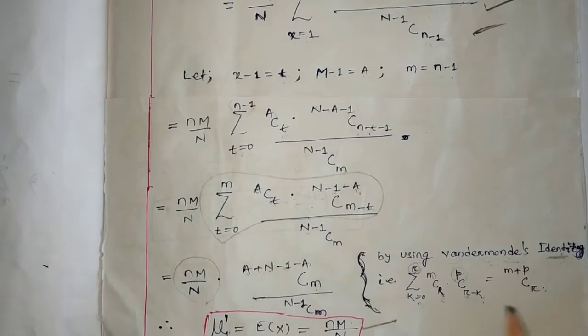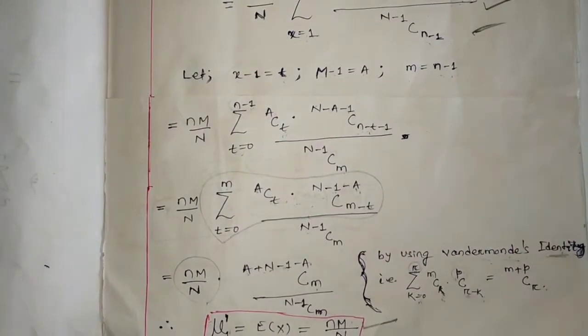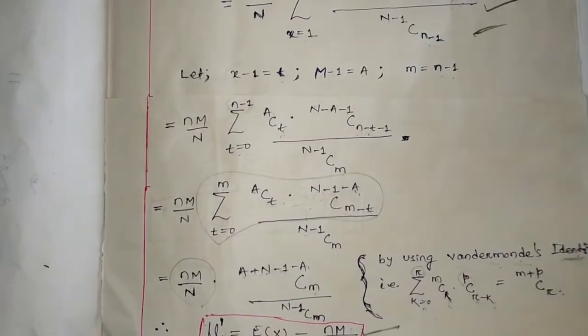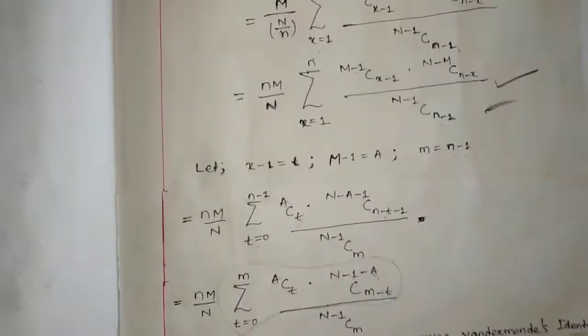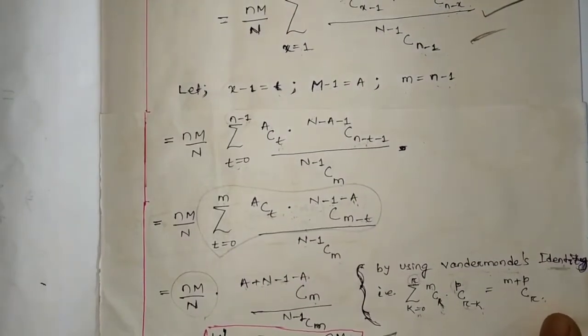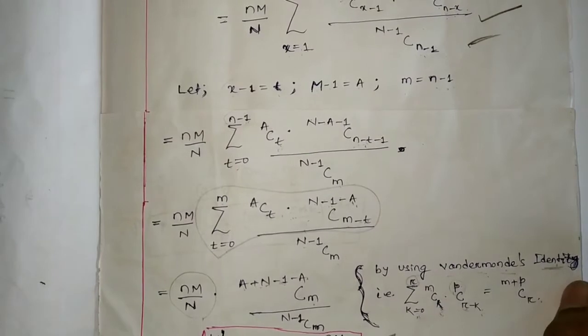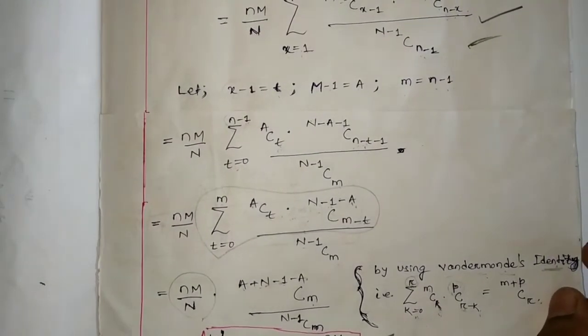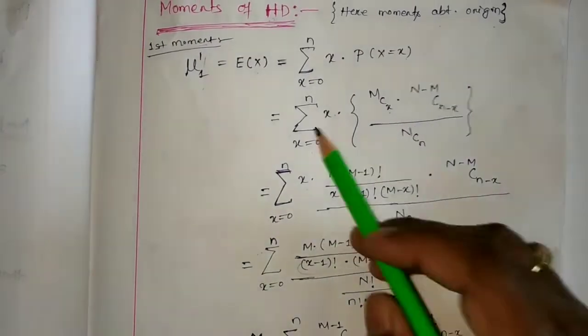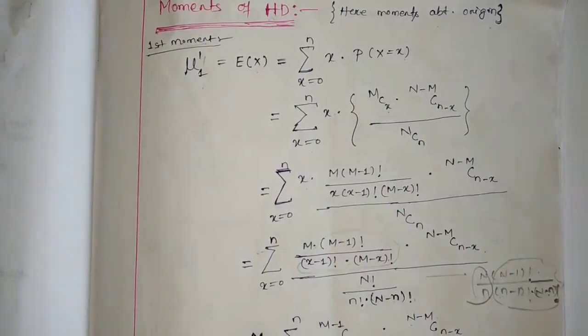The proof of Vandermonde's identity I will give you in a separate video. But here you can see that by using Vandermonde's identity we found that the first moment, the value of the summation of x into the PMF, is nothing but n m by N.